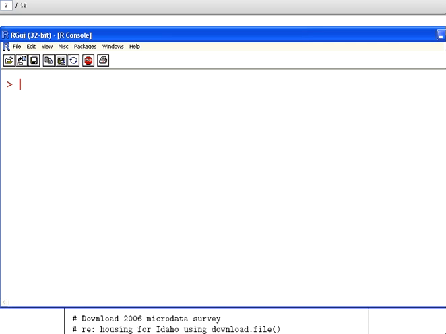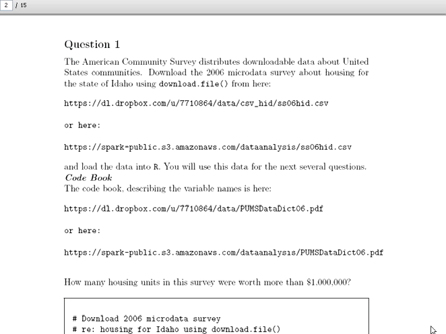In this quiz, we are going to look at the Getting and Cleaning Data Week 1 quiz. What we're going to do is first off have a read of the question. The American Community Survey distributes downloadable data about US communities. So, download the 2006 microdata survey about housing in the state of Idaho using download.file.